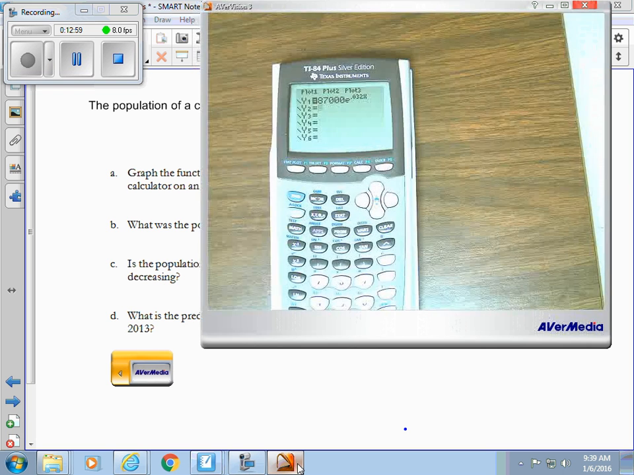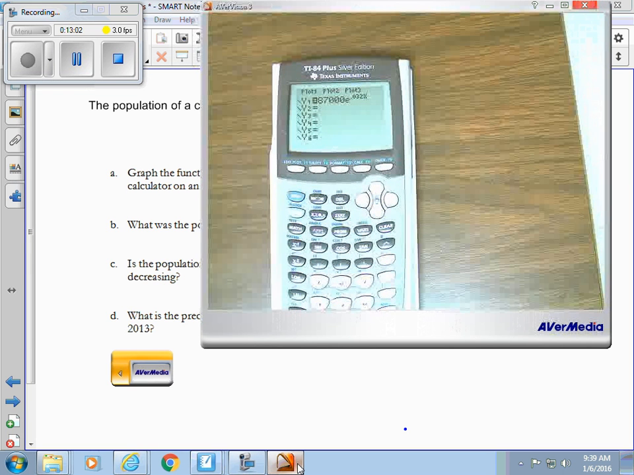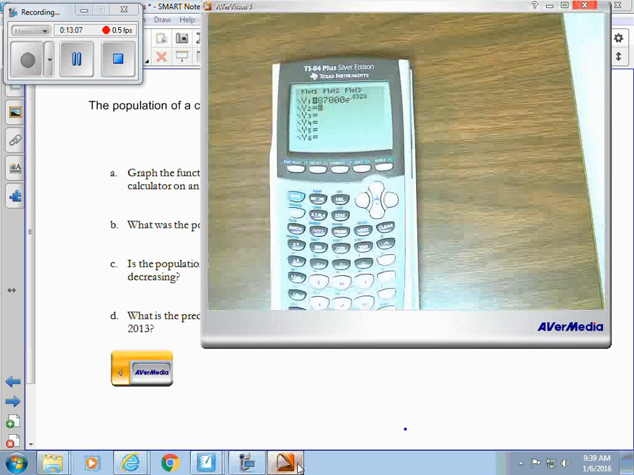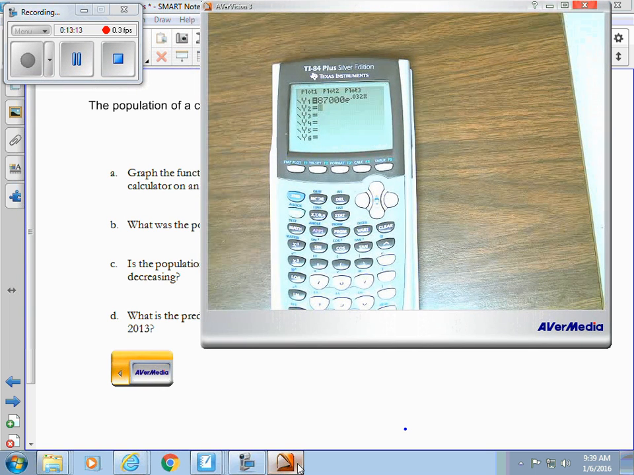Okay. My vertical stretch is 87,000. Does everyone agree? The exponent is positive. So that means I'm going up, right? Because e is a number greater than 1. So this is exponential growth starting at 87,000.